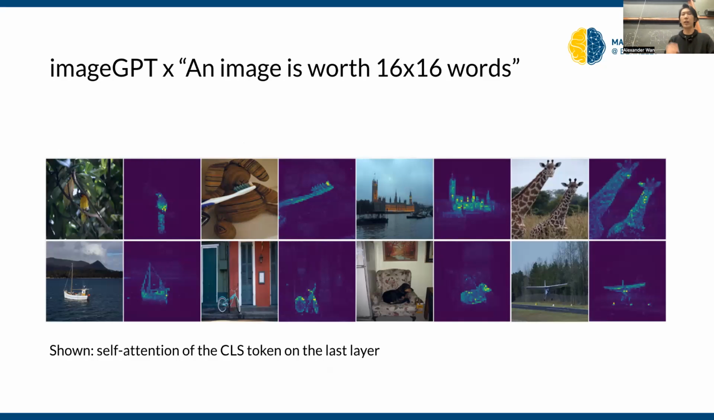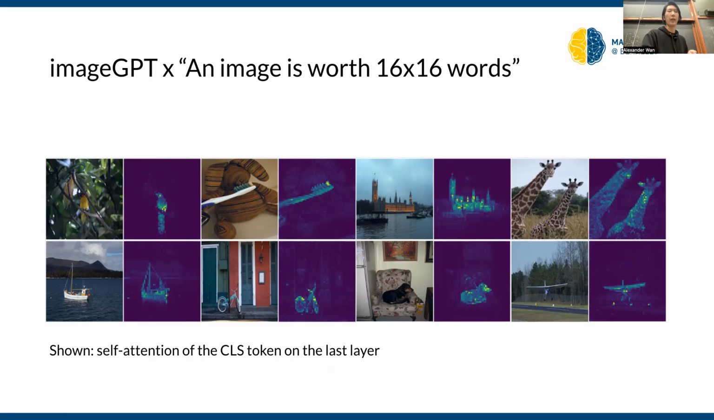So the self-attention weights show what the CLS token finds interesting with respect to the rest of the image, right? So we can see that even though it wasn't trained on any images, even though it wasn't trained on any labels, it still is able to figure out what the interesting parts of an image are, right?